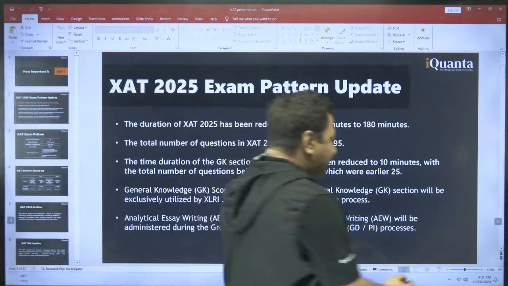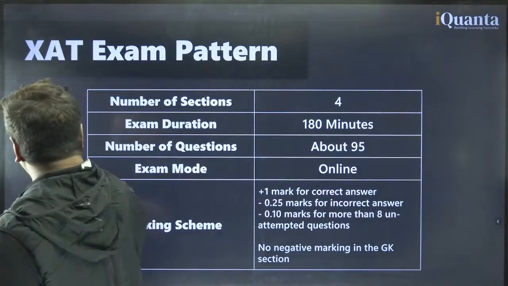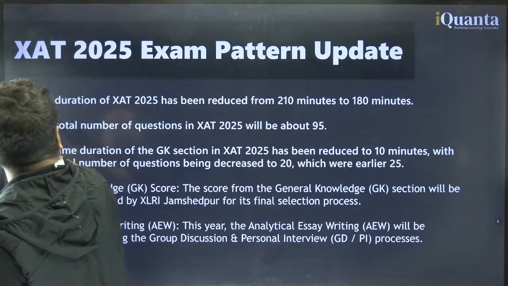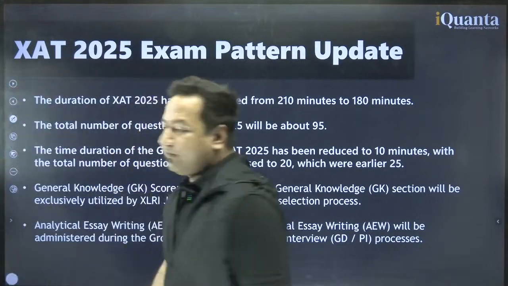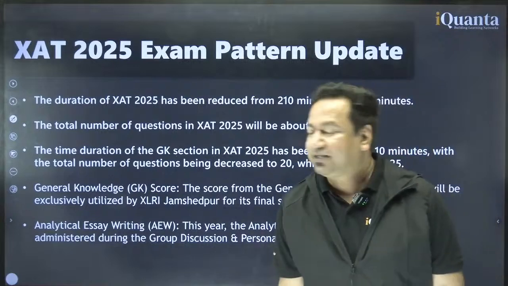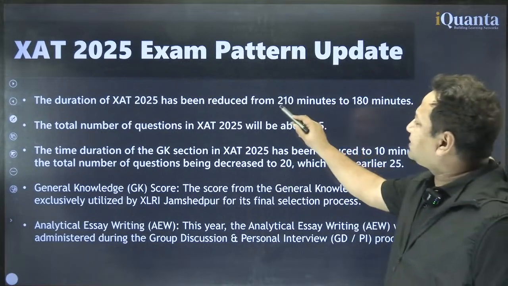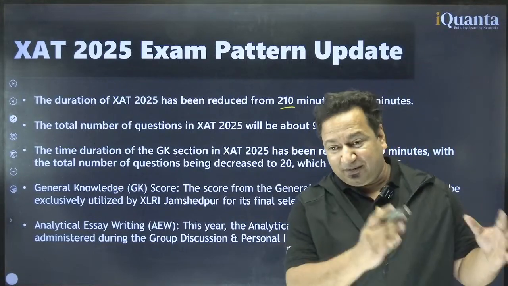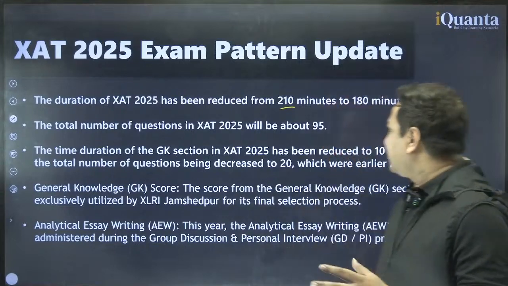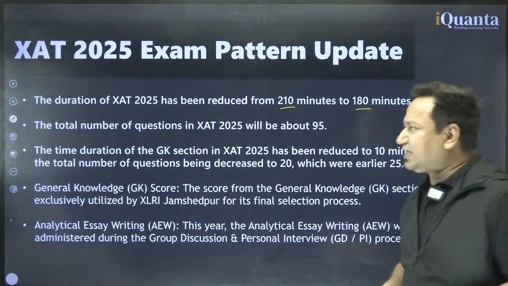So the pattern has somehow changed. How many of you are repeaters, like you have written XAT earlier as well? Anyone? The pattern has changed a bit. Duration has changed. Earlier it was 210 minutes, which makes it 3 complete hours and then 30 minutes more. And now it is 180 minutes, that is only 3 hours. What has happened? Why has that happened?